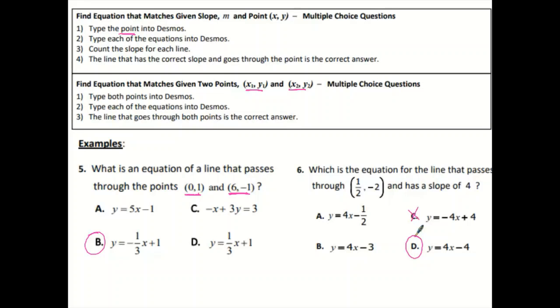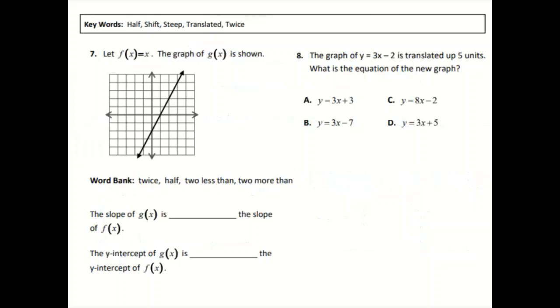Okay. Our last section here, we're going to be looking at translating and moving lines around the coordinate plane. So we have some key words here. Half means we're splitting something in two. If we shift something, that means we're just moving it around. Steepness talks about if a line is flat or if it goes down more. Translated, you'll see, and twice means 2 times something. Okay, so let's look at some examples.